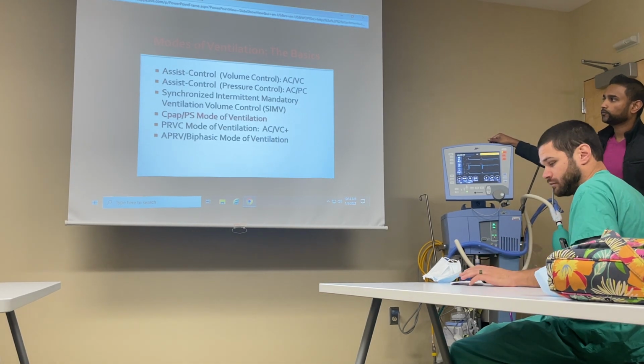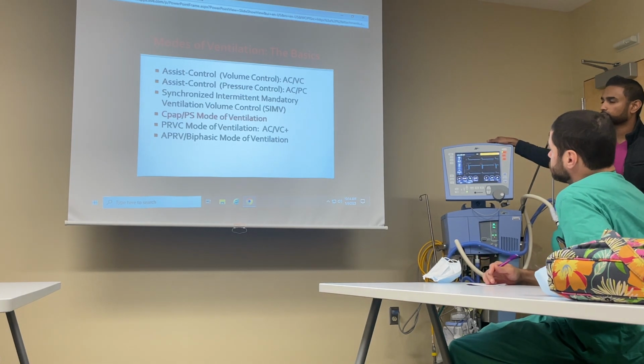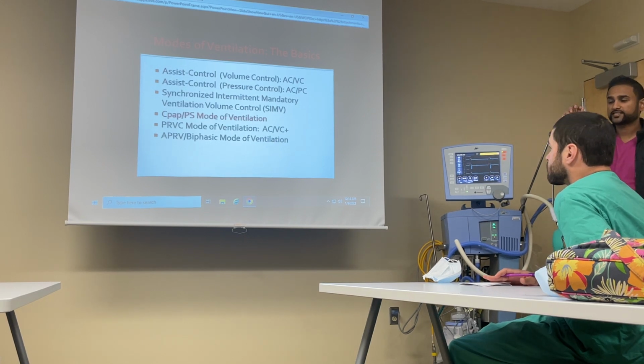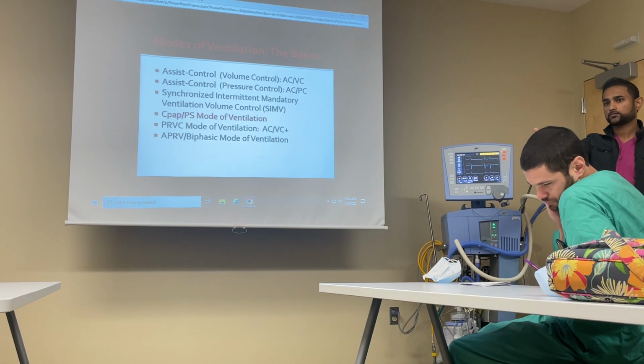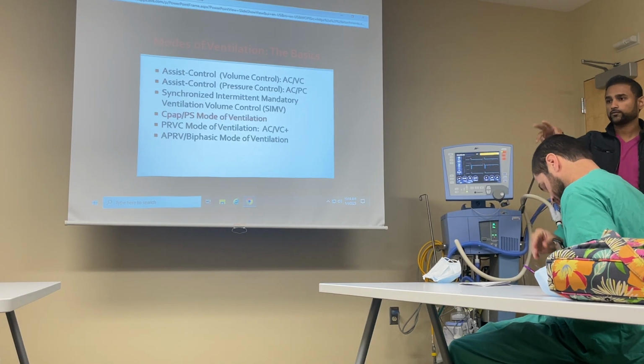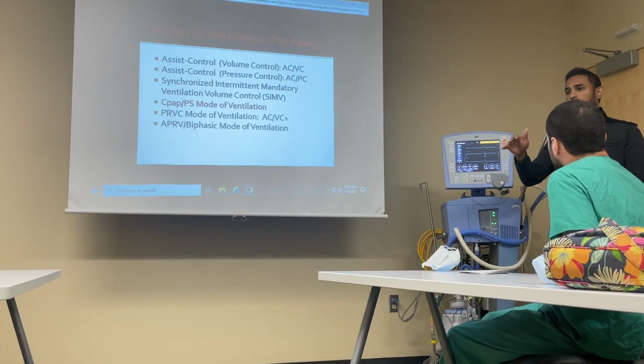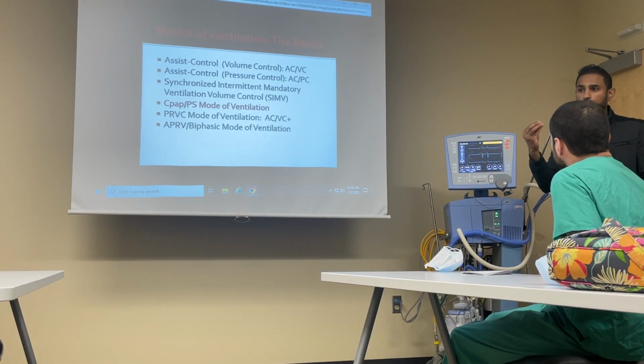But anyways, what is assist control? There are 2 variables in assist control. One is volume, the other variable is pressure. I can either deliver a set tidal volume to your lungs. Okay, I'm going to deliver 500 cc tidal volume to your lungs. Or I'm going to say, I don't want to deliver 500 cc tidal volume. I want to control the pressure that is generating. I want to control the amount of pressure that's going into your lungs.